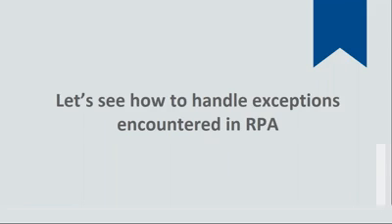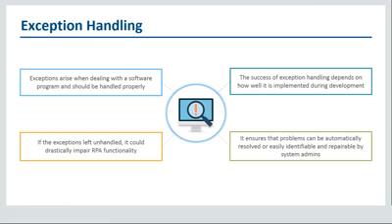Now moving on guys, let's see how to handle exceptions which are encountered in RPA. Right now, exceptions arise when you are dealing with a software program, and these should be handled properly. What basically this line means is that whenever you are executing a program, it might have some errors, and if it is having an error, it should never lead to the unresponsive side of your automation.